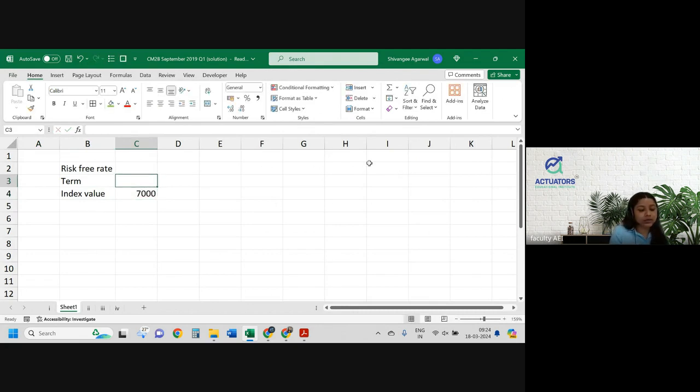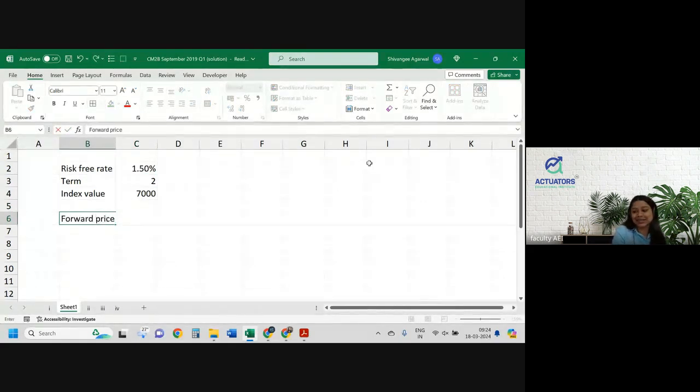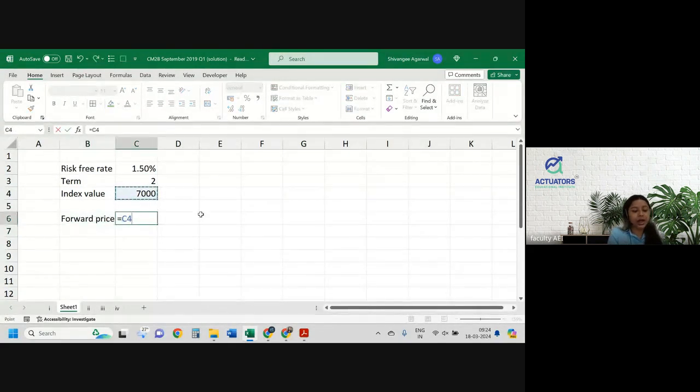So this is 7,000, time is 2 years and the risk free rate is 1.5%. Forward price is B0, I0 into e to the power RT, right? This is the answer that you are getting. If you want, you can reduce the decimals as well. Okay? Very easy.